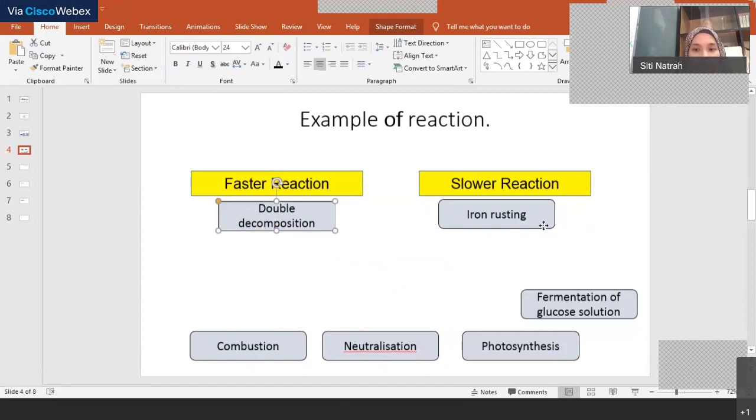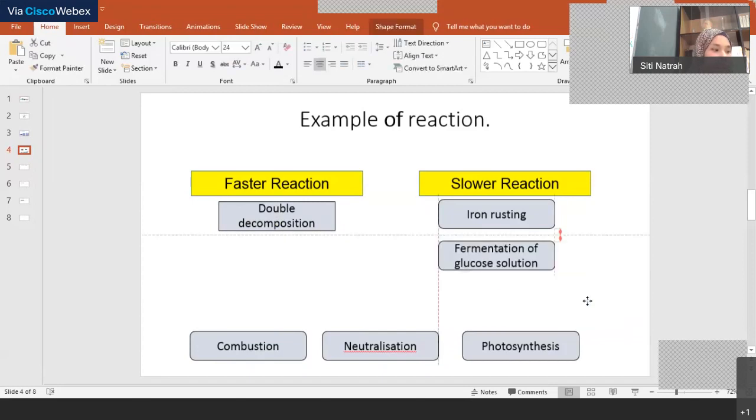Alright. Second one. Next we have fermentation of glucose solution. Is fermentation of glucose solution a faster or slower reaction? Usually fermentation takes a long time. It is a process where you have glucose and from that you can form the product. So we can say the fermentation of glucose solution is a slow reaction.